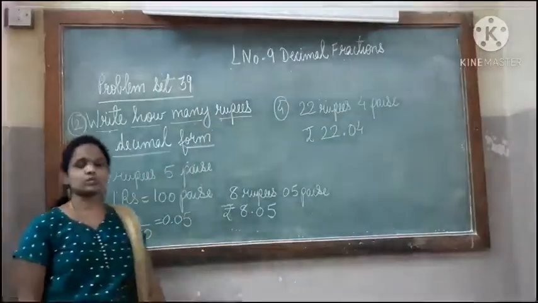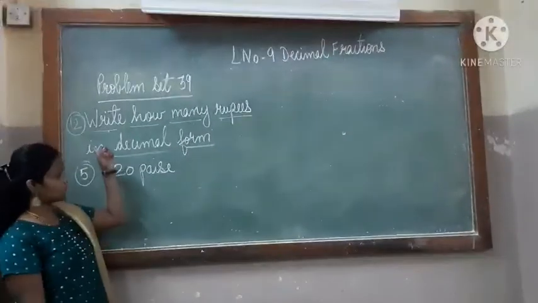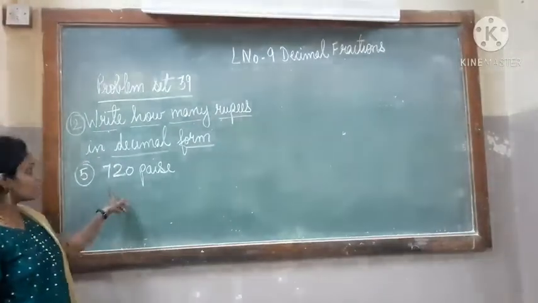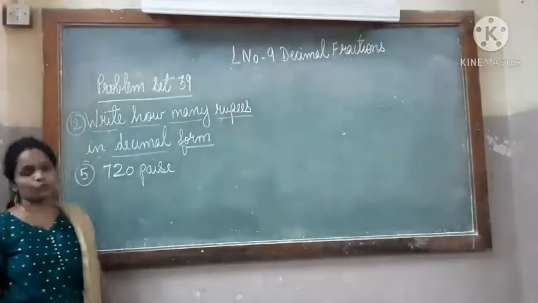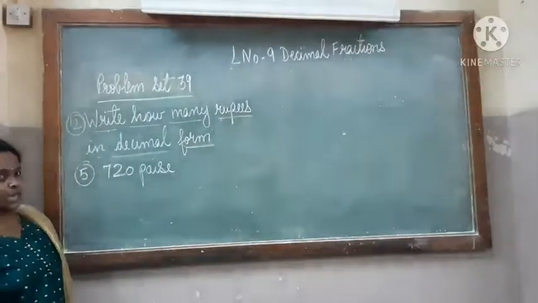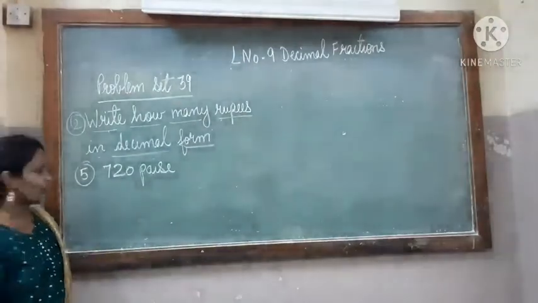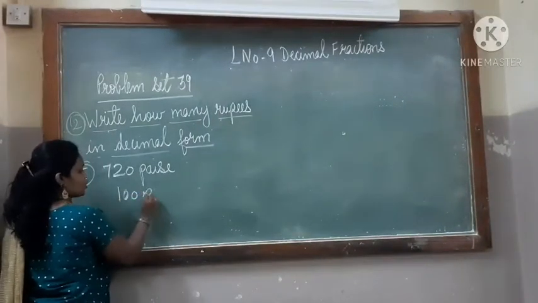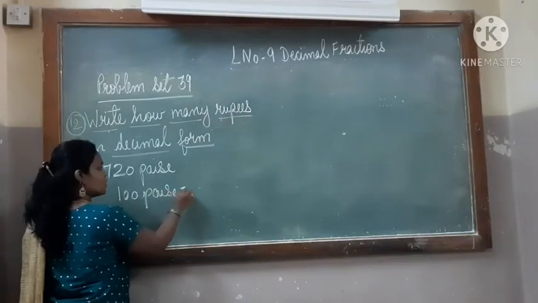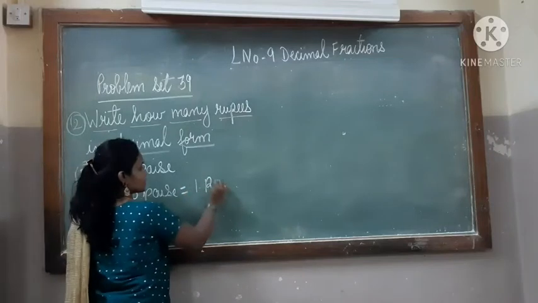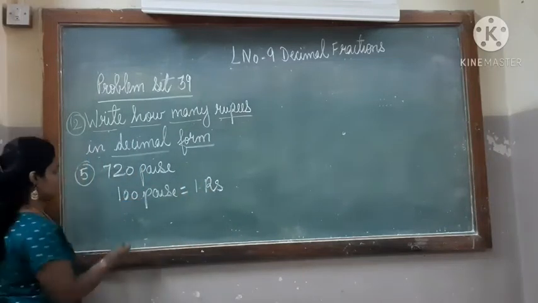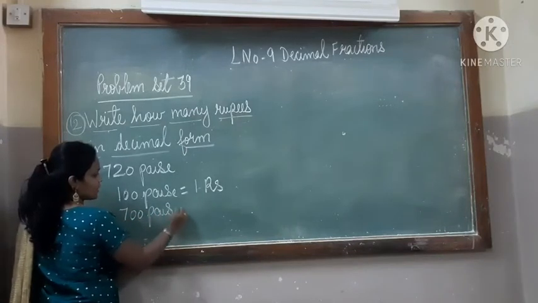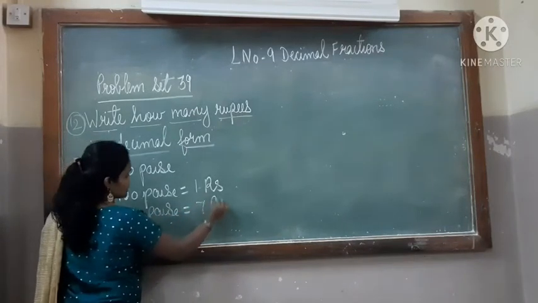Now we are going to see the last one in question number 2. See, here it is a different sum. Here they have given us only the paise, and we have to put a decimal point between rupees and paise. So how are you going to find this? Same method. 100 paise is equal to 1 rupee. Then 700 paise is equal to 7 rupees.